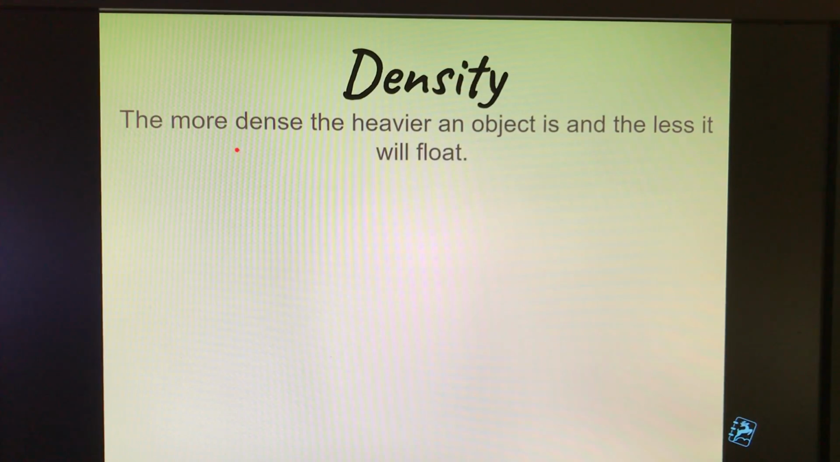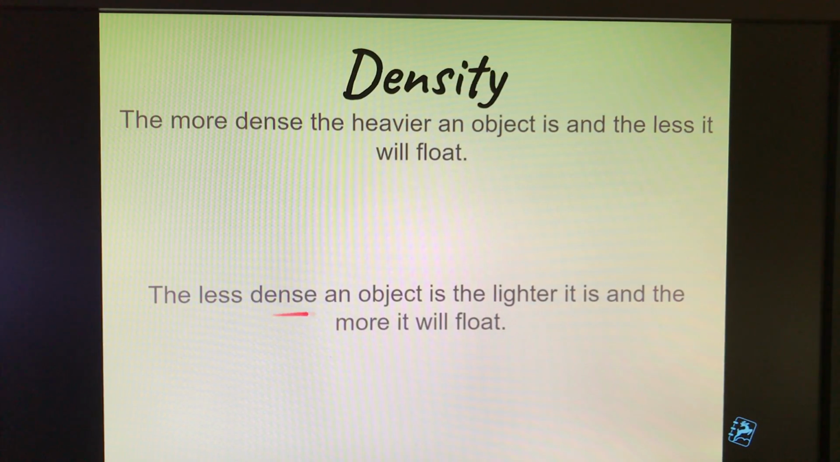So, here's something you need to know. The more dense, the heavier an object is, and the less it will float. More dense, less float. So with that being said, the less dense an object, the lighter it is and the more it will float. Less dense, more float. So let's take a look at a couple of drawings.